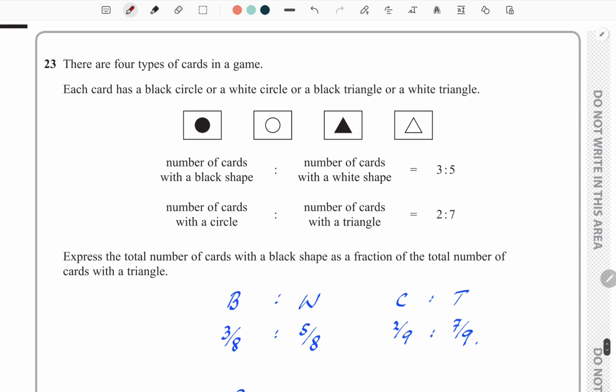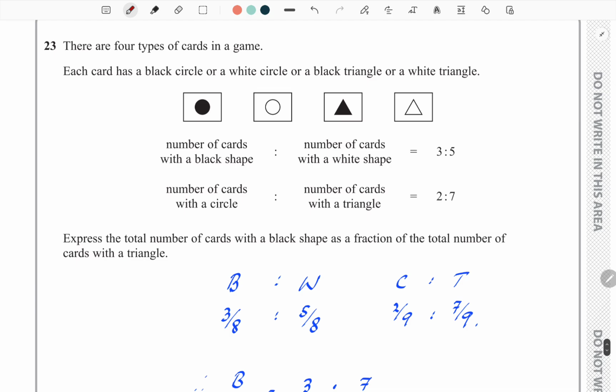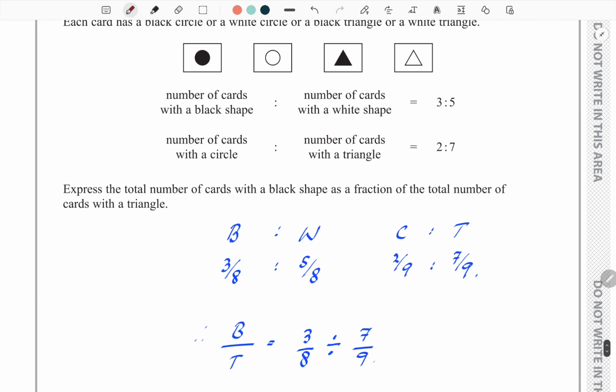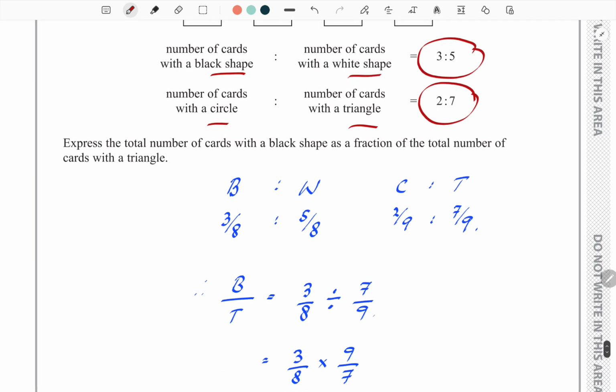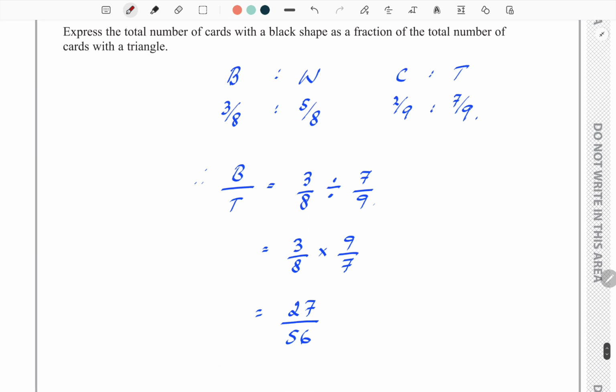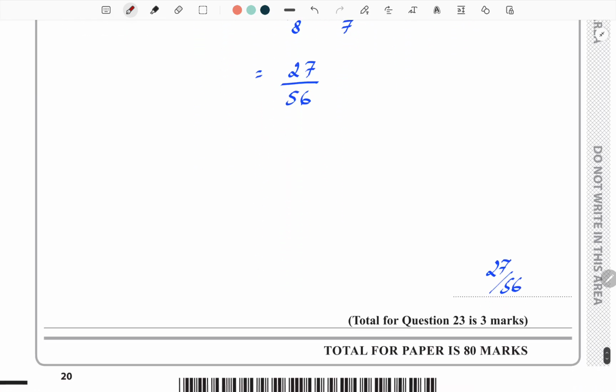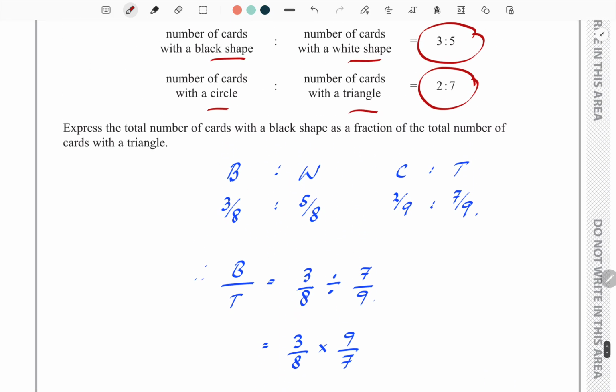Last one. Okay. This is an astonishing question. All right. All of that information, and different types of cards and shapes and colors and whatever, right? It's almost a joke, this question, and it's what, 3 marks, okay? All they're saying, after all that, right, cards with a black shape as a fraction of the total number of cards with a triangle, okay, all right?